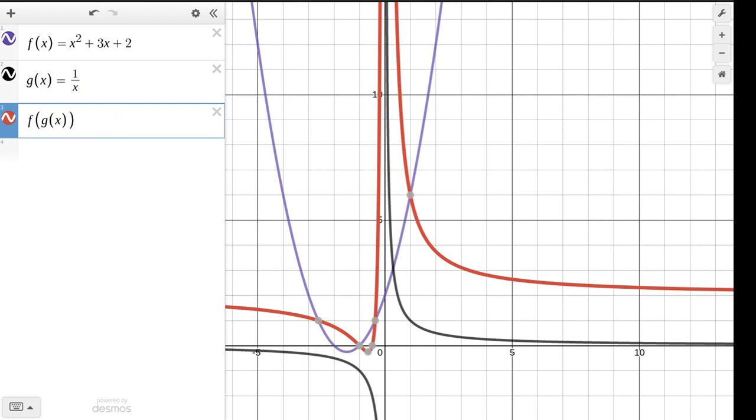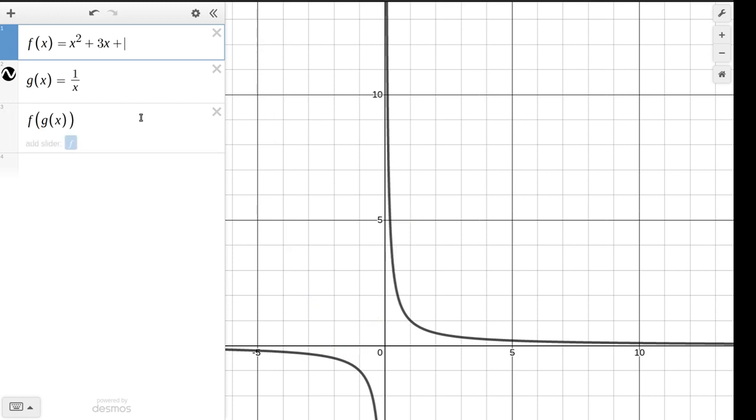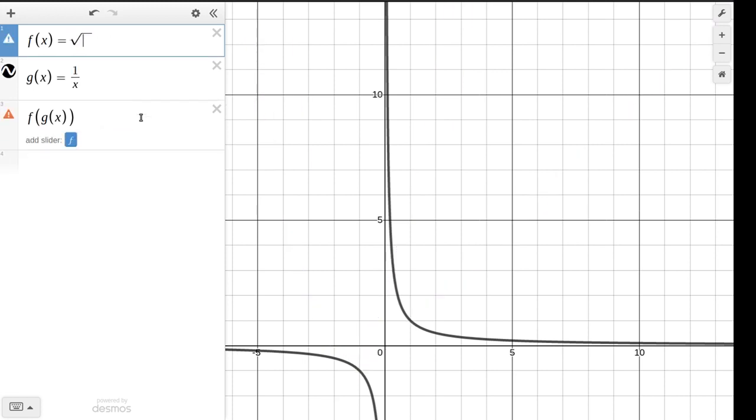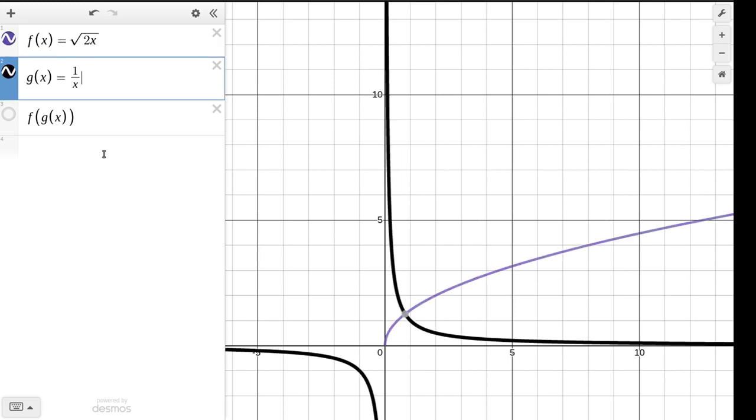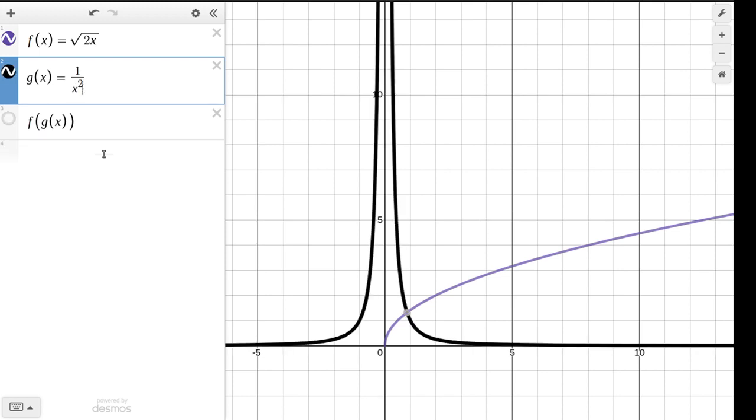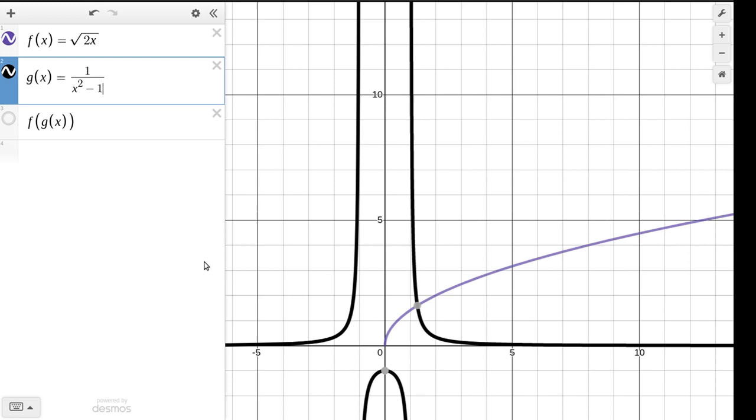I'll come over here. I'll just change these around for us here. This was square root of 2x. And this is going to be x squared minus 1. And there's our asymptotes at positive 1 and negative 1. Definitely shoots down to negative infinity in the middle. Shoots up to positive infinity. So it can be all real numbers except 0, or horizontal asymptote for g of x.